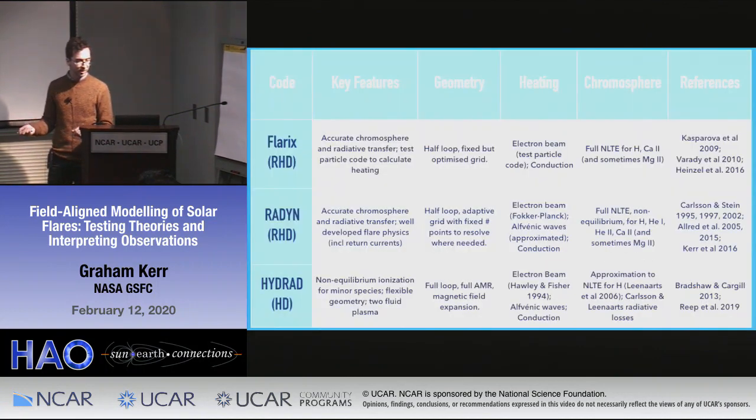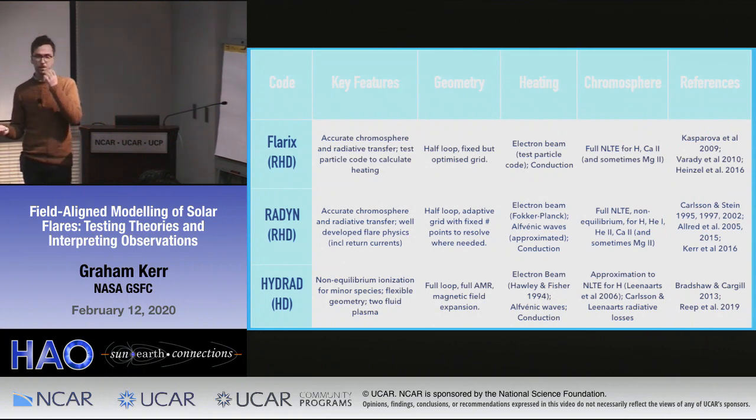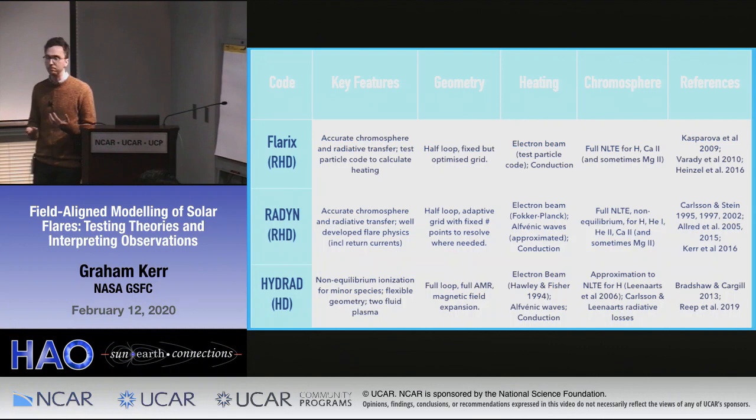So there are three main flare loop models that are used by the community, each with various different states of development. You might have heard of some of these. I think you've probably heard of RADYN and HYDRAD, but FLARIX is another RADYN-like model, a radiation hydrodynamic model produced by some colleagues at Ondřejov Observatory in the Czech Republic. So these are just a summary of how they differ. But I'm only going to focus on a couple of bits here.